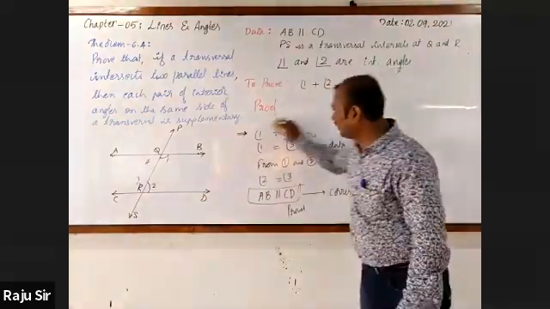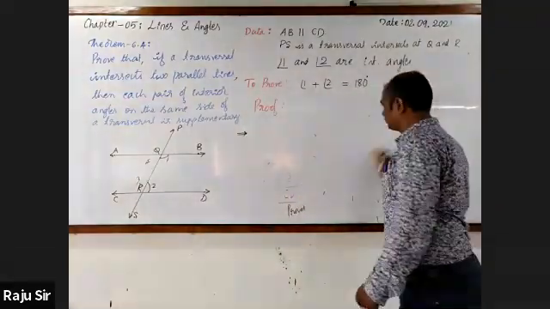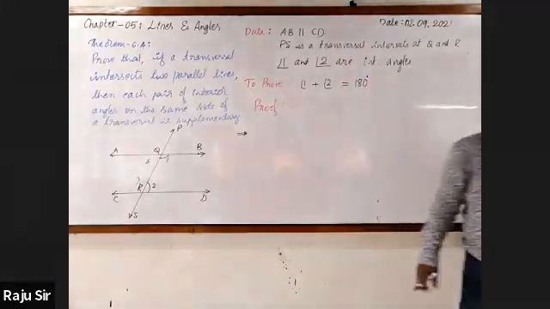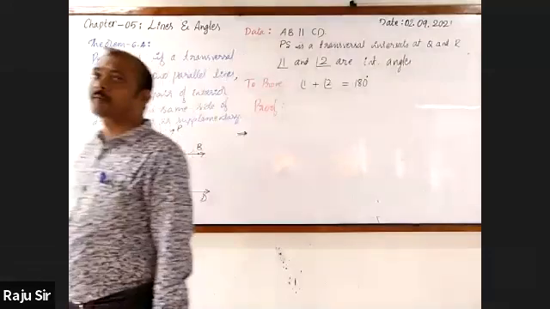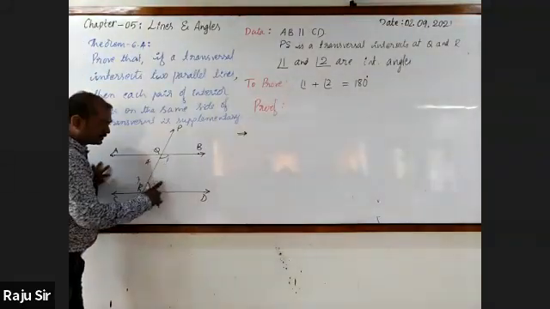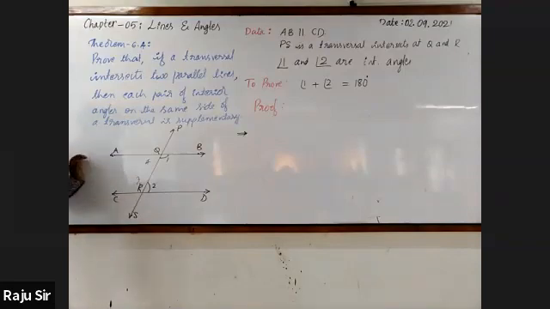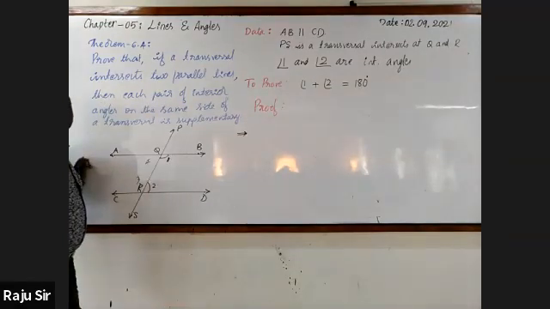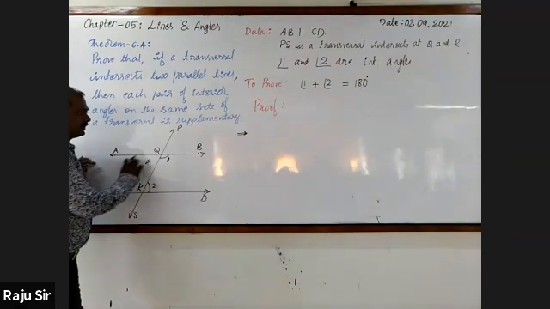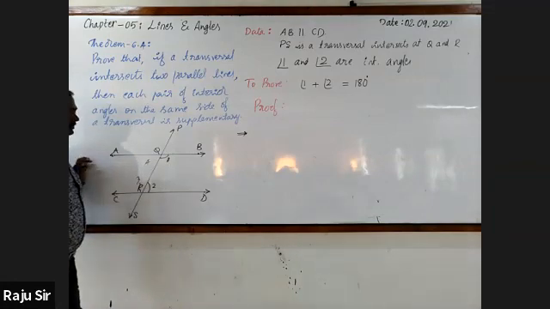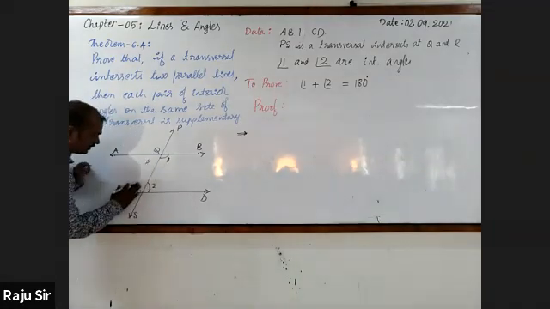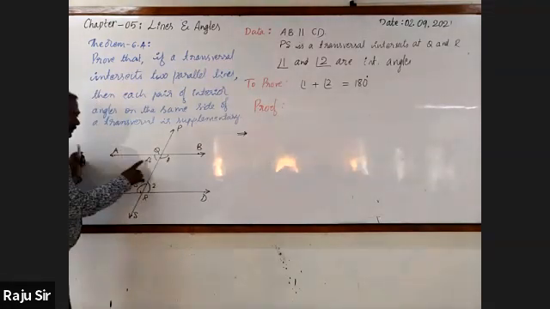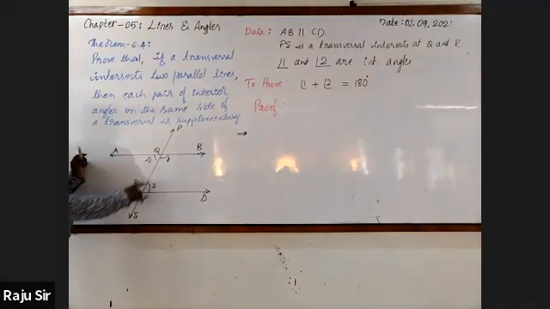Now let's move on to proof. Stop writing and observe. We have to show angle 1 plus 2 equal to 180. Look at the book. Whether AB parallel to CD? Yes, sir. We know the relationship between 1 and 2, 1 and 4.